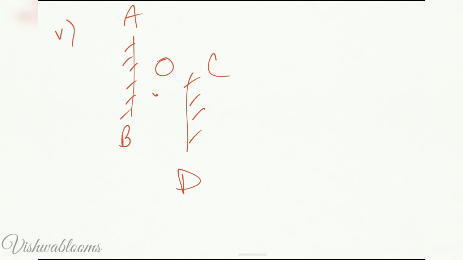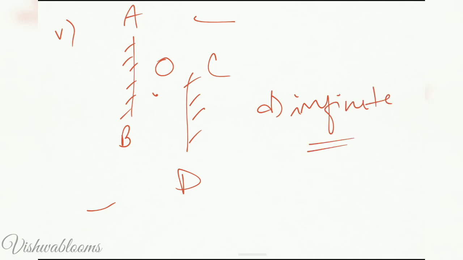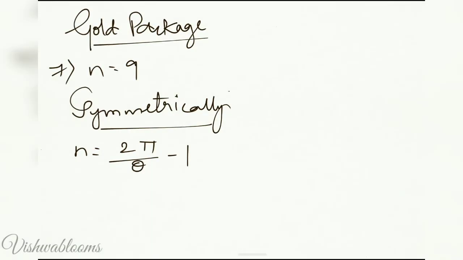By any observer, if he is here or anywhere, like in the field of view, he can see infinite images of the object. So the option is D. So we have completed the sixth question, the passage type of question, and let's move on to the gold package. Now let's look at the gold package question.